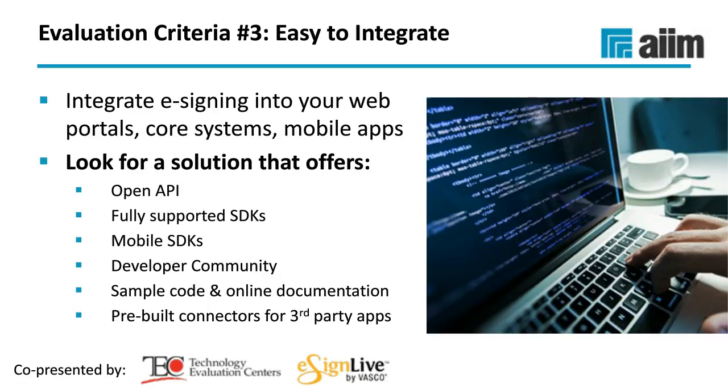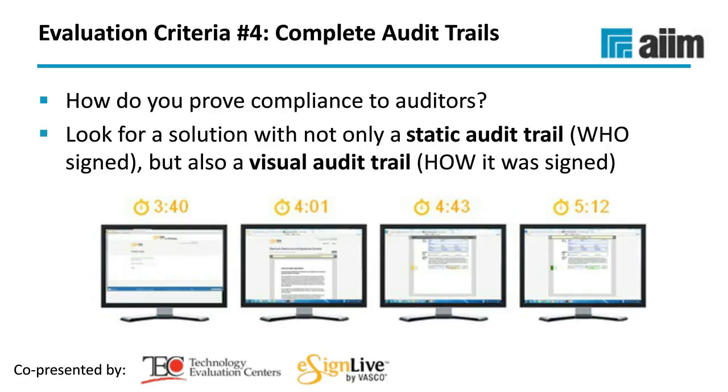All right, so moving on. Evaluation criteria number four. This is all about audit trails. Now, as a records or document management professional inside your organization, you know that managing information is a lot about compliance. You guys are probably facing this every day. If you've ever participated in an audit process, you know that having complete audit trails really helps to ensure that you can easily demonstrate compliance to both internal and external auditors. But this can be a really big challenge in the paper world.